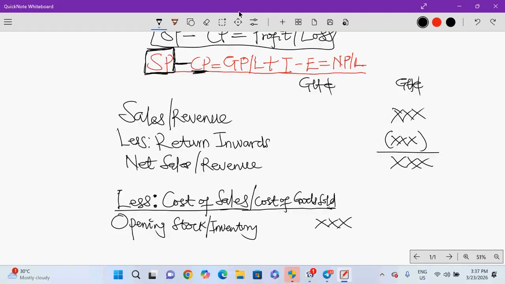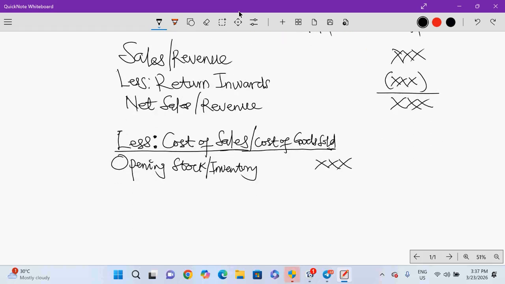Now the question is, will this opening stock or inventory be enough for the whole year 2026 for us to sell only this? No, it will not be enough. So since it will not be enough, then what do we do? We buy more. We are going to buy more. Add purchases.